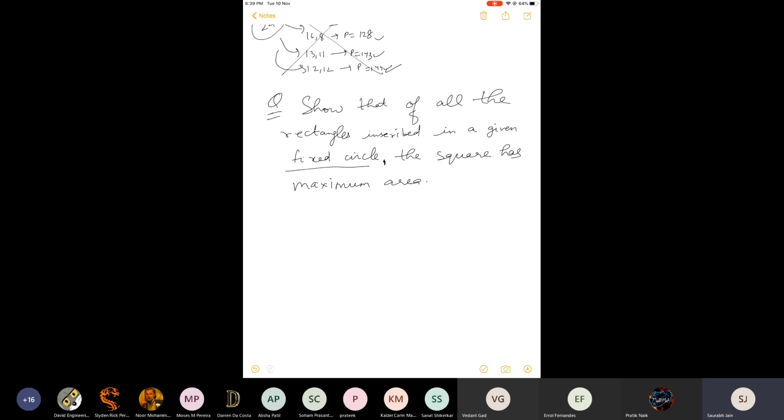Of all the rectangles inscribed in a given fixed circle, let us draw a circle first. And when they say given fixed circle, circle is fixed. So that means radius is constant. Radius is constant or radius is given, whatever you say. And let R be the radius.